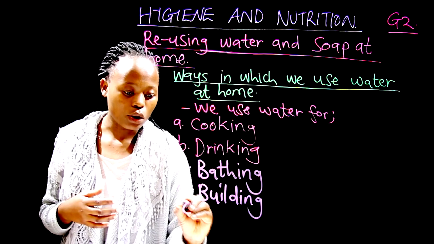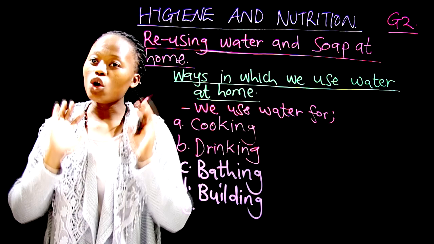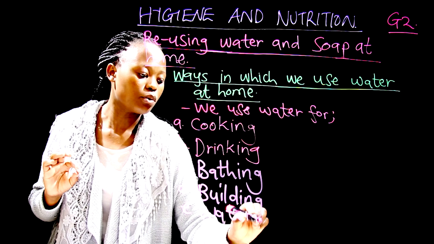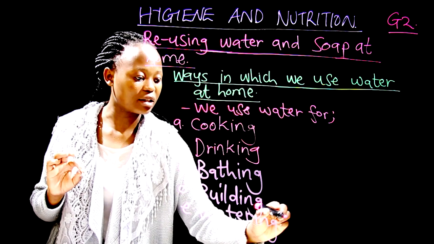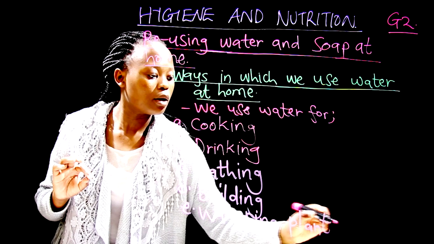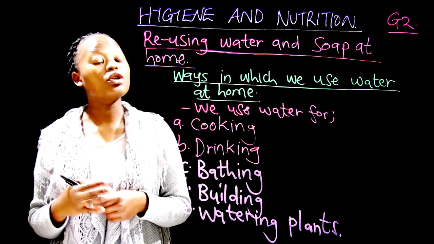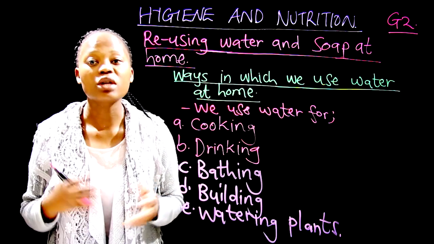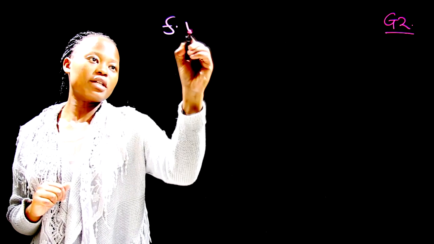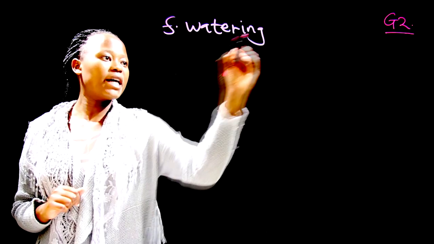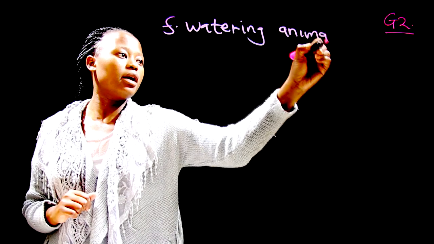Then letter E, we also use water for watering plants. Plants also need water. You need to water the plants so that the plants can grow. Letter F, we also use water for watering animals.